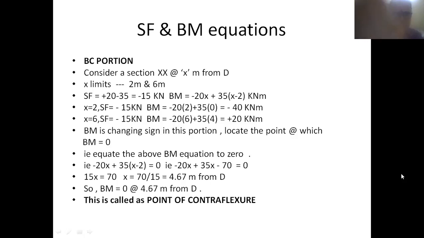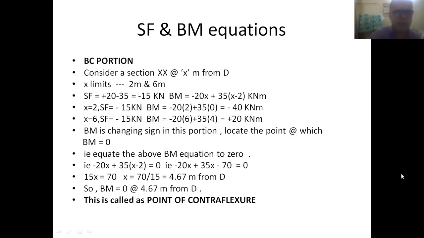Now this downward force results in clockwise movement, so we put a negative symbol. The upward force results in anticlockwise movement, so we put a positive symbol. So friends, the bending moment equation is written as minus 20x plus 35 into x minus 2. Now you substitute the lower and higher values of x in this equation. So the first value of bending moment will be minus 20 into 2 plus 35 into 2 minus 2, that is 0. So it will come to minus 40.